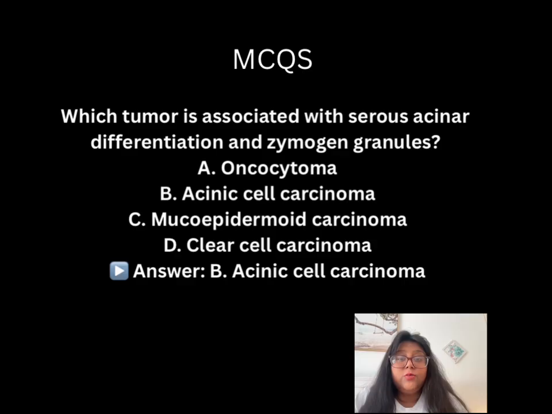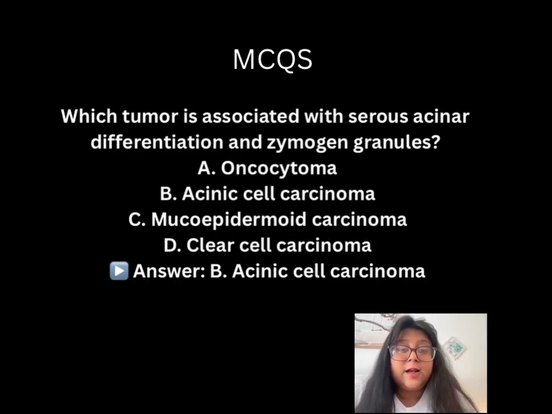Next question. Which tumor is associated with serous acinar differentiation and zymogen granules? So here you can see in this question they are asking about serous acinar differentiation and granular cytoplasm. So the answer here will be acinic cell carcinoma, option B.